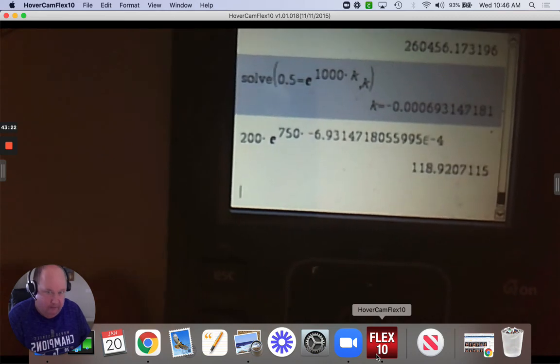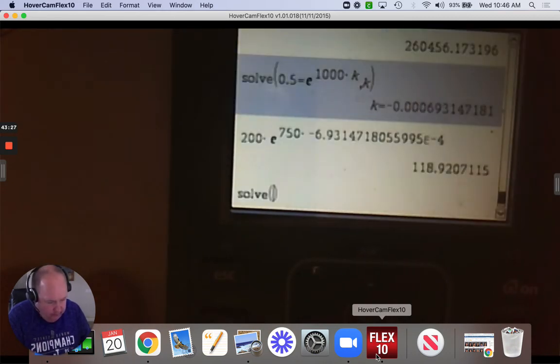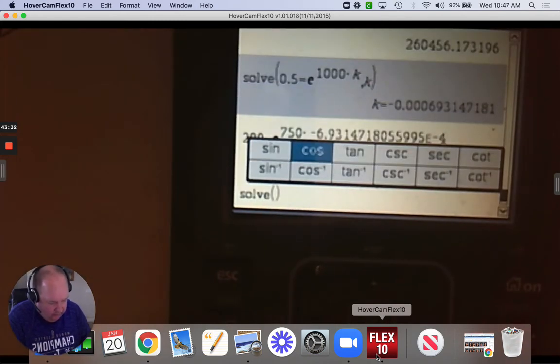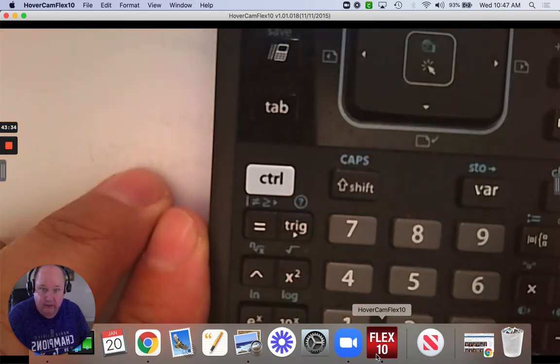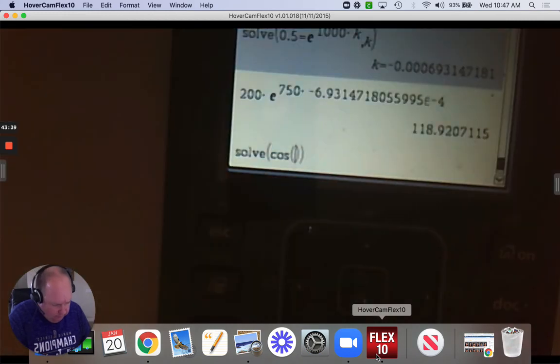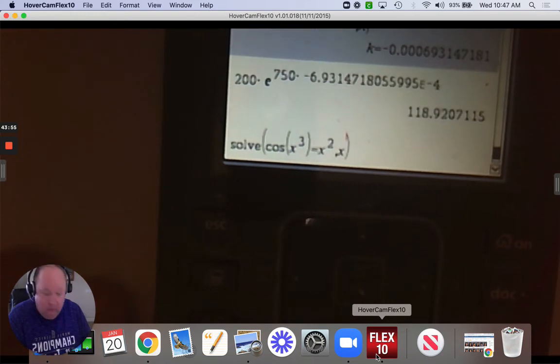First of all, I'm going to do an equation. So I'm going to go algebra. I'm going to solve this. And the equations are cosine. So press the trig button and then cosine. The trig button's up here on the top right. It says trig. Cosine x cubed equals x squared, comma, x. There we go. All right.